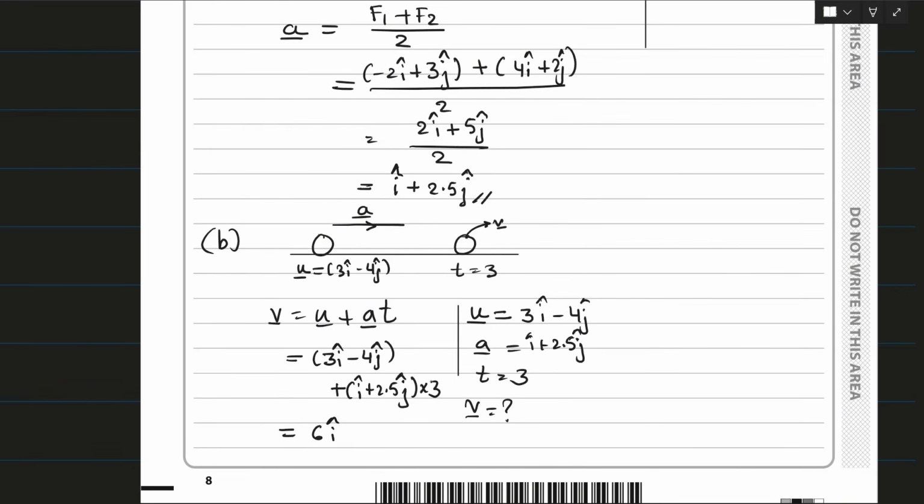6i and minus 3.5j. I'm sorry, plus 3.5j. This is our final velocity.